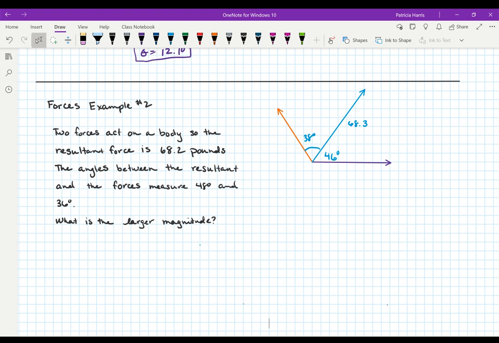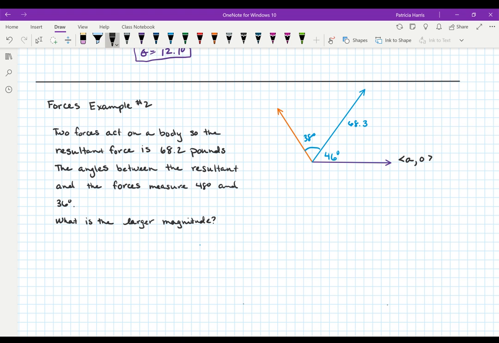Okay, and they give you this lovely diagram, which I have reproduced on the side. There's a couple different ways to go about this. I'm going to show you what I decided to do. First thing that I did is I looked at my diagram and I noticed that this purple force right here is horizontal. So that means that the vector is going to look like A comma 0. Now I don't know what A is because I don't know anything about this vector other than it's horizontal and it makes a 46-degree angle with the resultant force.